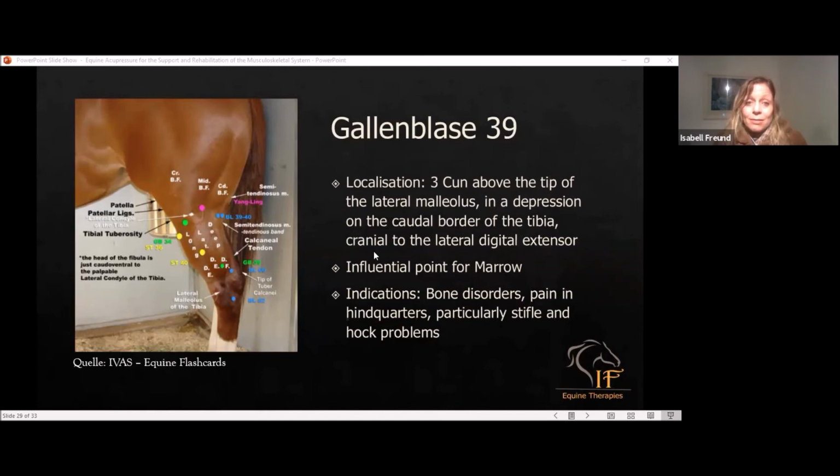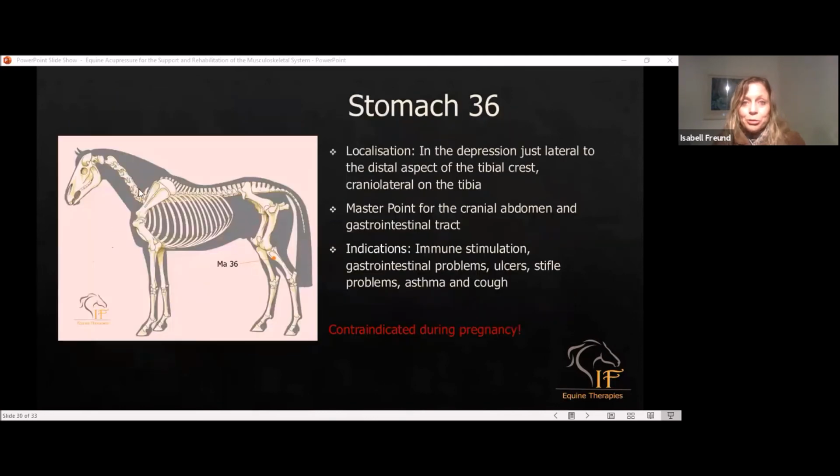And this is a bit easier to locate because it's 3 cun above the tip of the lateral malleolus. It is in the depression on the caudal border of the tibia, cranial to the lateral digital extensor. So if you start orienting yourself at the lateral malleolus, you can very easily locate it. And this will be our last point for today.